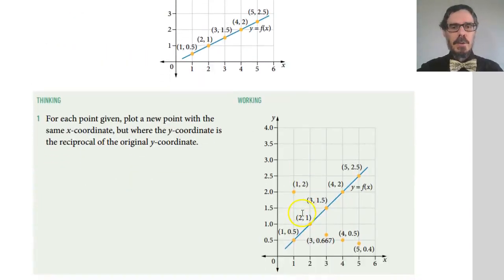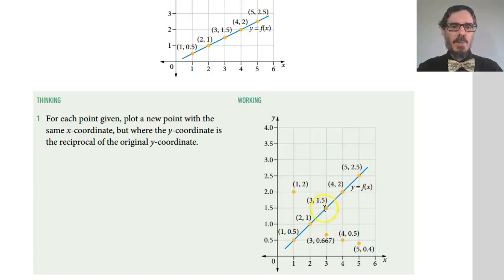Well, the simplest thing we can do is get the y value, the value of the function at each point, and work out its reciprocal. The y value of the first point is 1/2, so its reciprocal is 2. The y value here is 1, and 1 over 1 is still 1. Keep that in mind for later.